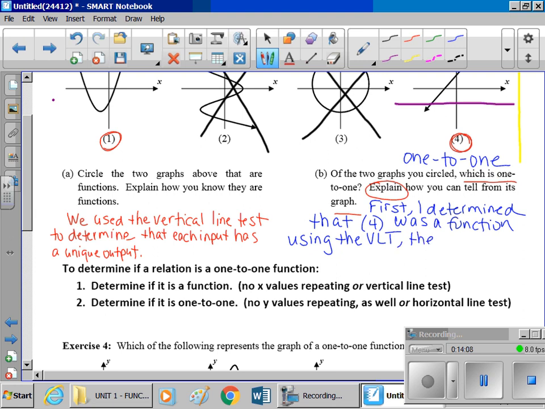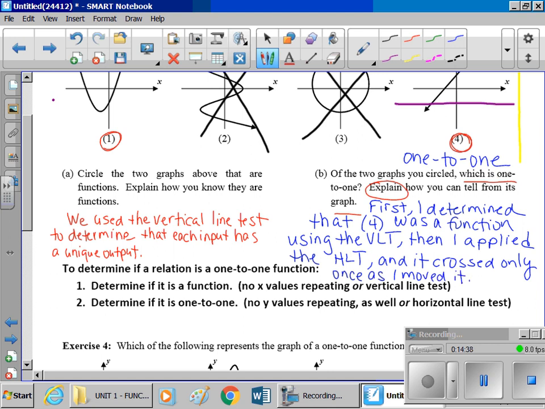Then I applied the horizontal line test and it crossed only once as I moved it. Not the best explanation, but basically that's what we did.